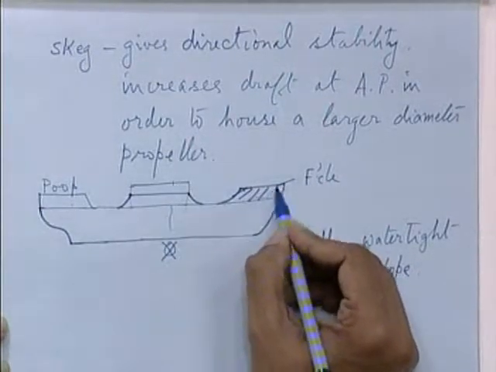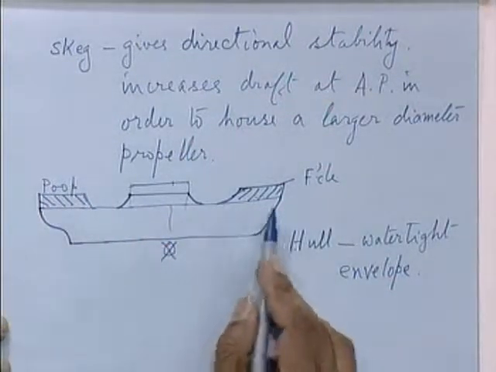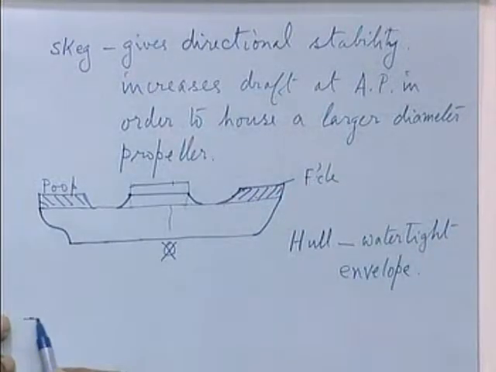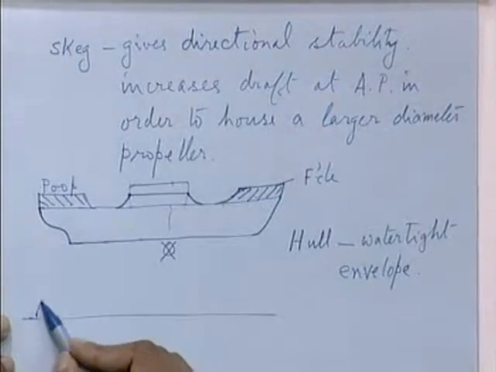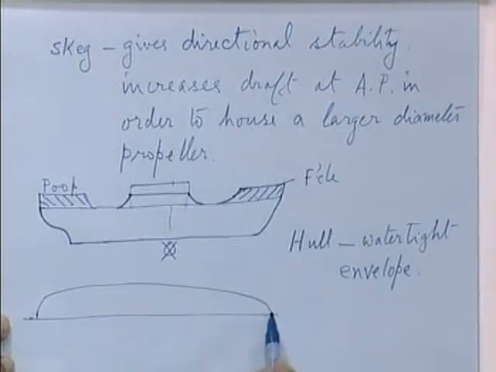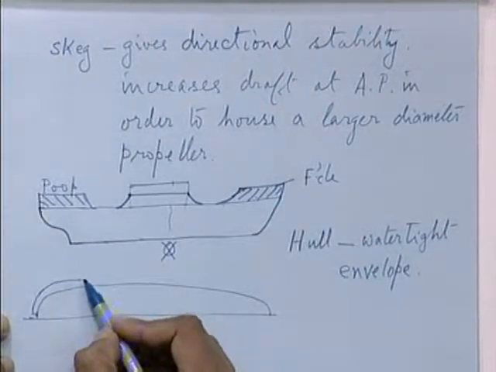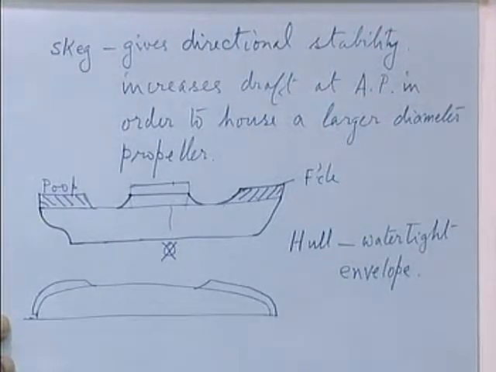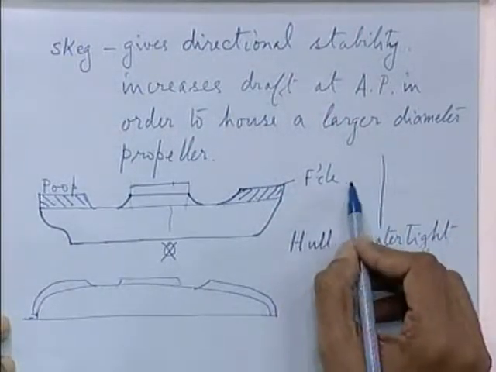Now this forecastle is an extension of the side shell, forecastle and poop, and they also have to be indicated both on the half breadth plan. All the three sections you have to show. Say you draw the main deck line, and here you mark the boundaries of the poop, and the breadth of the forecastle also has to be clearly marked in the half breadth plan.